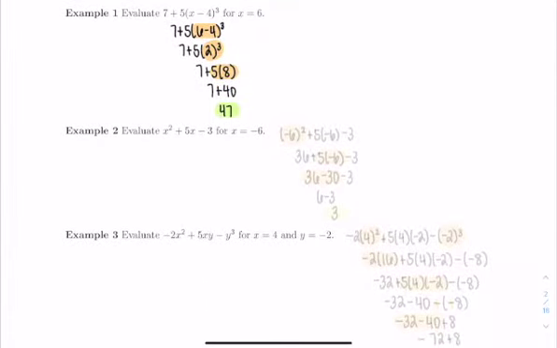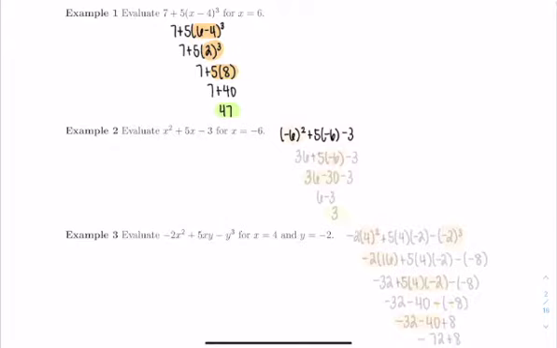Let's go ahead and try this with example number 2. We have x squared plus 5x minus 3, and x is negative 6. So when I plug in negative 6 for x, I have negative 6 squared plus 5 times negative 6 minus 3. The parentheses in this case are just indicating multiplication. When they talk about parentheses, it's when it has 2 or more terms inside of that grouping symbol. Here, we're just using it to group the negative and the 6 together.